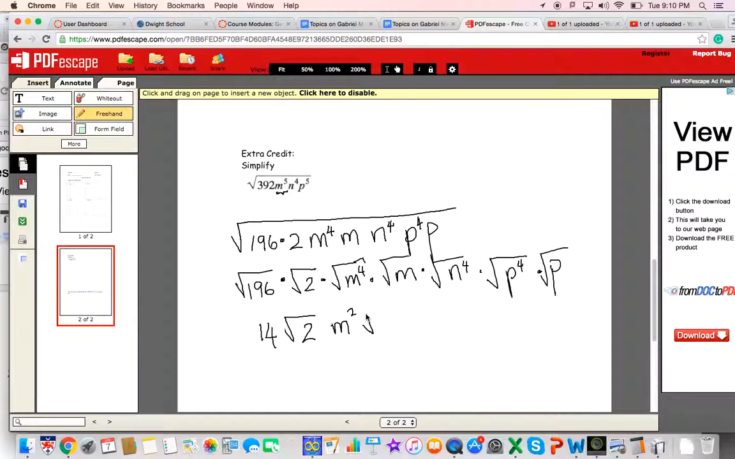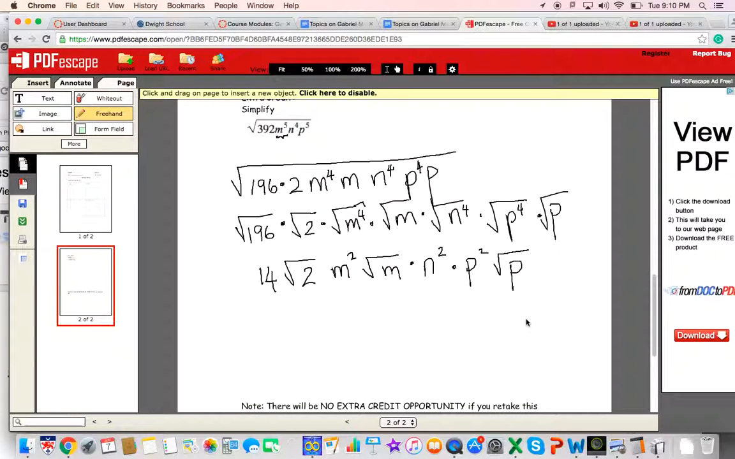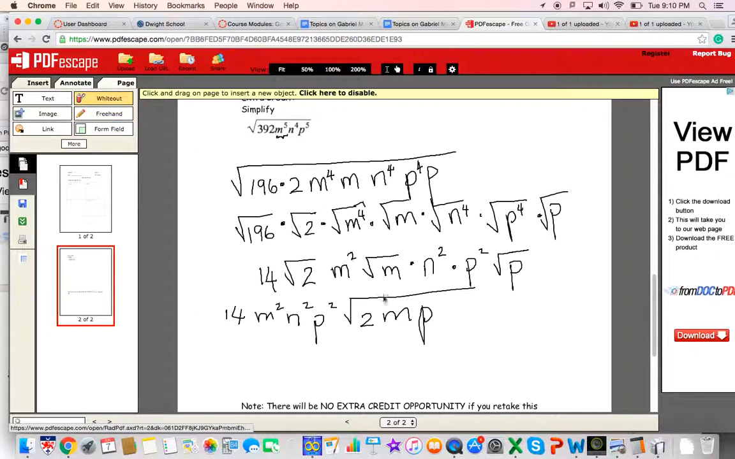But m does not have a nice, wonderful root, so we keep it under the radical. The square root of n to the 4th is n squared. Square root of p to the 4th is p squared. And the square root of p, not a nice, simple thing, so we leave it under the radical. Now we can group everything that's under the radical together, and everything that's not under the radical, we group those together. 14 goes with m squared, which goes with n squared, which goes with p squared. And then under the radical, we have 2mp. That was way too long, so let's adjust that there. All right, and so now we have our answer.